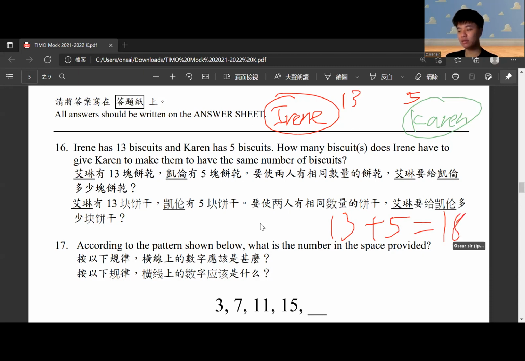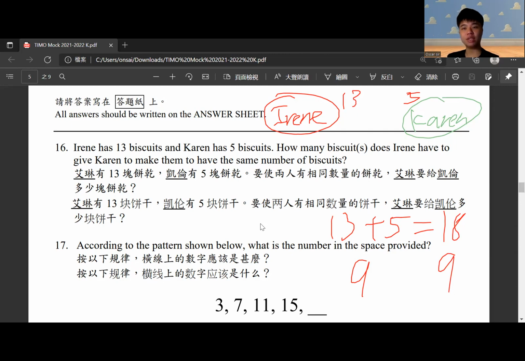13 plus 5 is 18, right? So we can know that finally they need to have 9 and 9. These two guys need to have 9 bakers and then 9 bakers. And in this situation, they can have the same number of bakers, right? Do you guys get what I'm talking about?